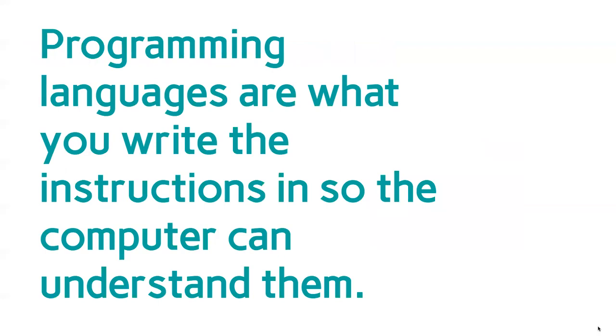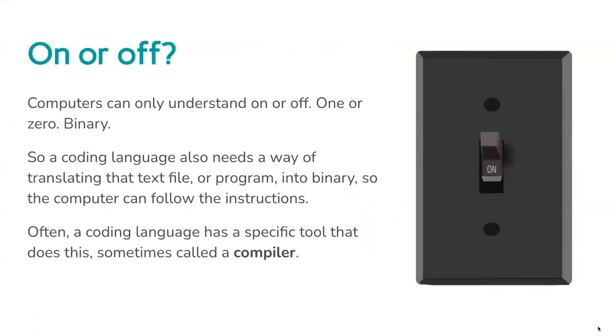So programming languages are what we use to write the instructions so the computer can understand them. So the computer knows what's going on. But actually, the computer doesn't understand the coding language. Computers only actually understand binary, which is 1 or 0, on or off, so electrical currents, essentially. So a coding language, as well as having a strict way of writing it, also needs a way of translating that coding language into binary.